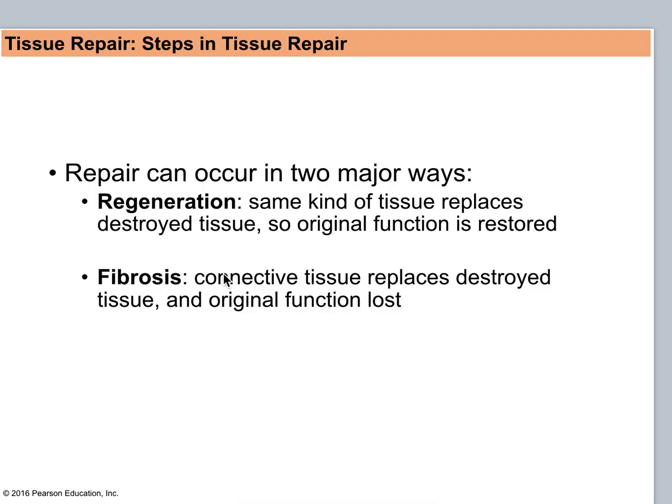Now we'll look at tissue repair. Tissue can be repaired in two different ways. When tissue is injured, it can either be regenerated, and regeneration is when the same type of tissue replaces the destroyed tissue, so the original function is restored. Or the tissue can be repaired by fibrosis, which is basically the replacement of normal tissue with scar tissue. In scar tissue or fibrosis, the original function is lost. It basically provides a patch to try to connect the injured regions. But the original function is not replaced with fibrosis, whereas it is replaced with regeneration.